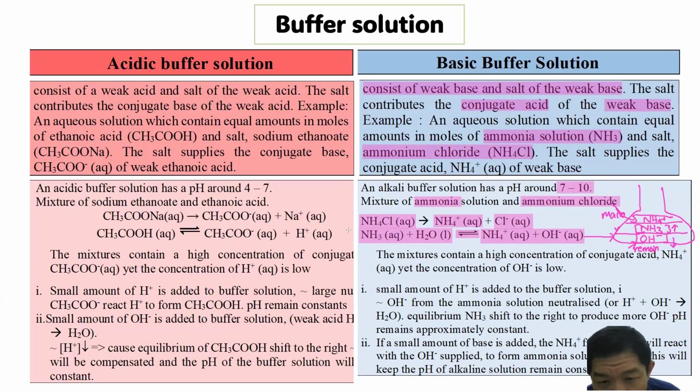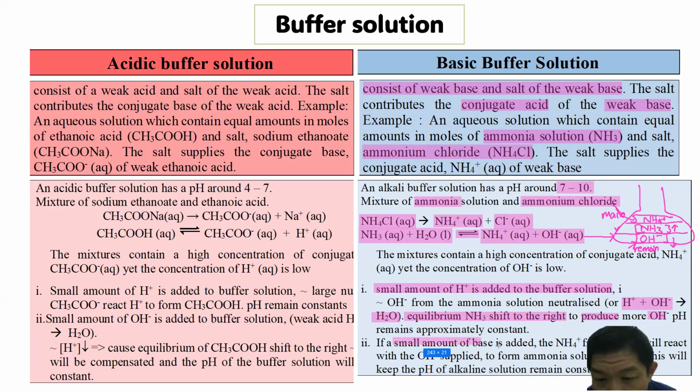So what happens when a small amount of acid is added? When a small amount of acid is added to the buffer solution, it will react with the OH- from the buffer solution to form water. As a result, the equilibrium of the ammonia shifts to the right, producing more of the hydroxide ion, and therefore the pH remains approximately constant. That is how the buffer solution works here.